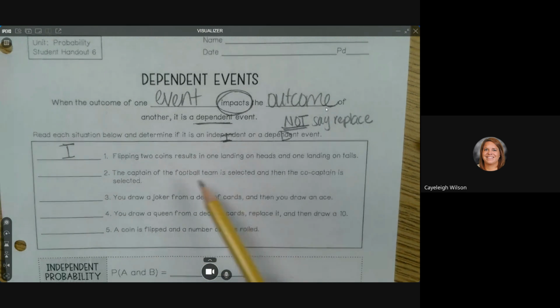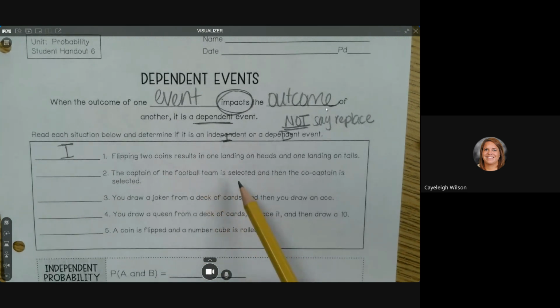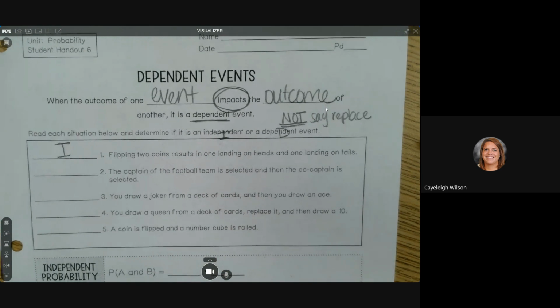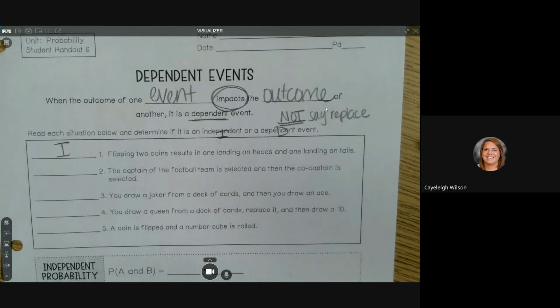All right, number 2, the captain of the football team is selected, and then the co-captain is selected. Dependent. So it's like I look in here and I'm like, Leland, you're captain. He has to remove himself, and then I say, Johan, you're co-captain. So I can't pick Leland again. So that first pick and that second pick is dependent on who I pick for captain.